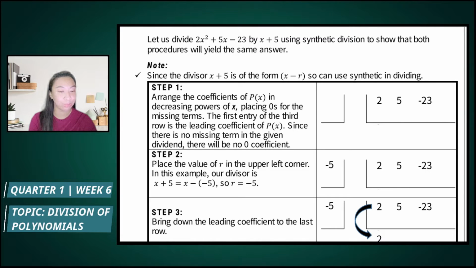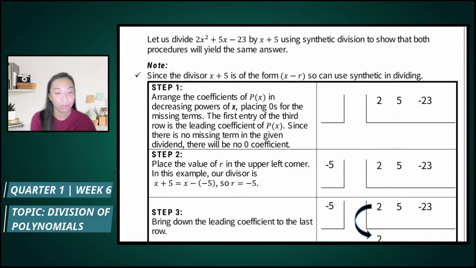Take note of this because this will be a step-by-step process on how to use synthetic division. For step number 1, arrange the coefficients of p of x in decreasing powers of x, placing zeros for the missing terms. The first entry of the third row is the leading coefficient of p of x. Since there is no missing term in the given dividend, there will be no zero coefficient. Basically, in step number 1, you need to arrange the given p of x in standard form. We will only be using the coefficients of each term.